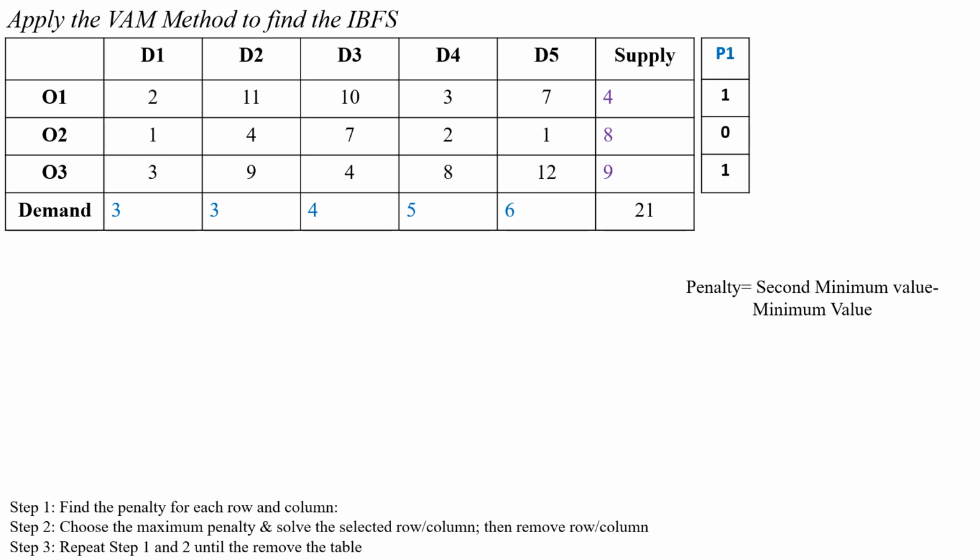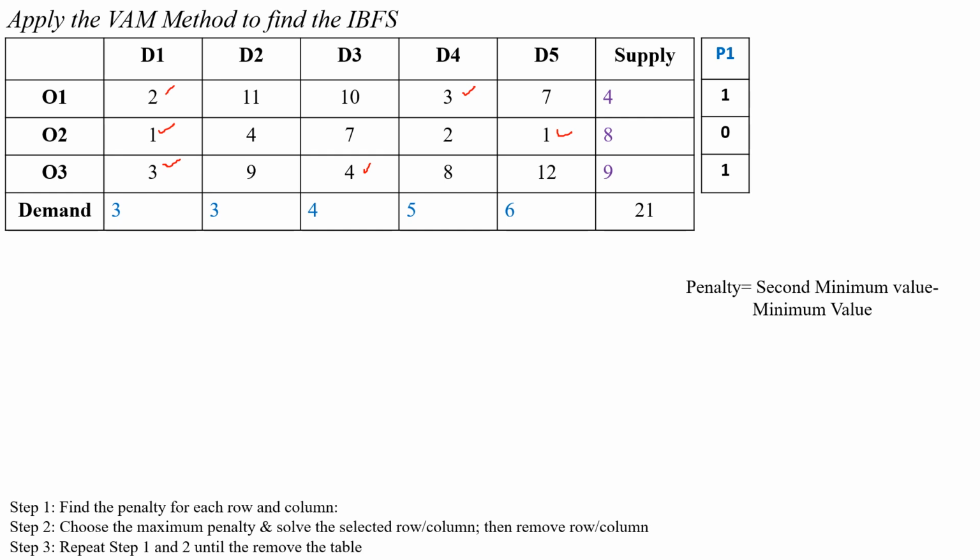For the first row, penalty is 3 minus 2, which is equal to 1. Here the minimum value is 2 and the second minimum value is 3. So 3 minus 2 is equal to 1. For the second row, the minimum value is 1 and the second minimum value is also 1. So 1 minus 1 equals 0. For the third row, penalty is 4 minus 3, which is equal to 1.